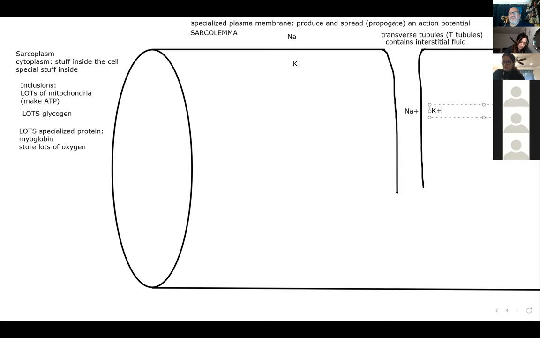I know that doesn't seem important, but the reason it is important is because, as we mentioned, this sarcolemma can produce and spread an action potential across the plasma membrane. And by having interstitial fluid down here, it can spread that action potential down the transverse tubule as well. So we can take that action potential and not just spread it across the top of the cell, but actually take it into the cell as well.